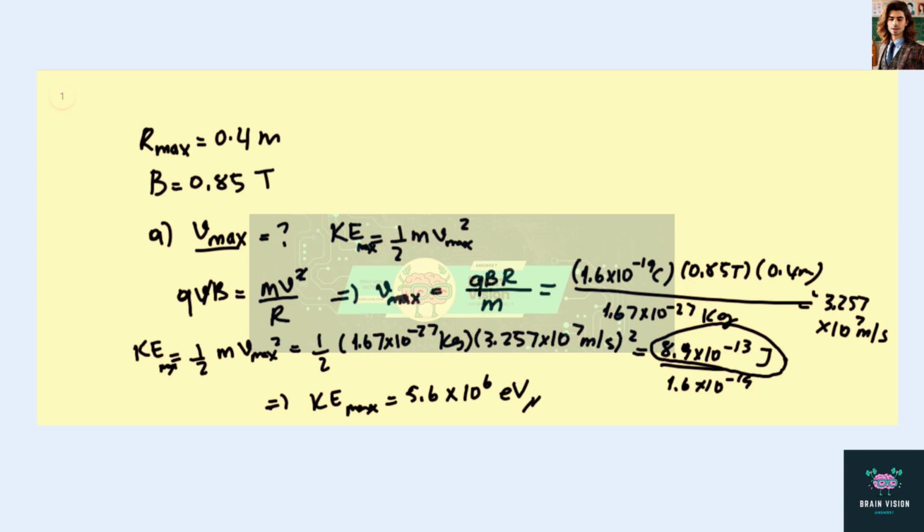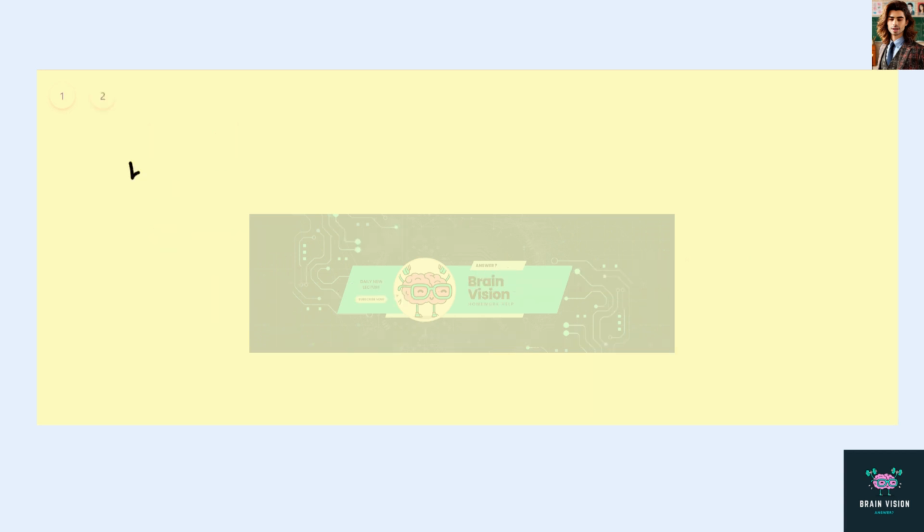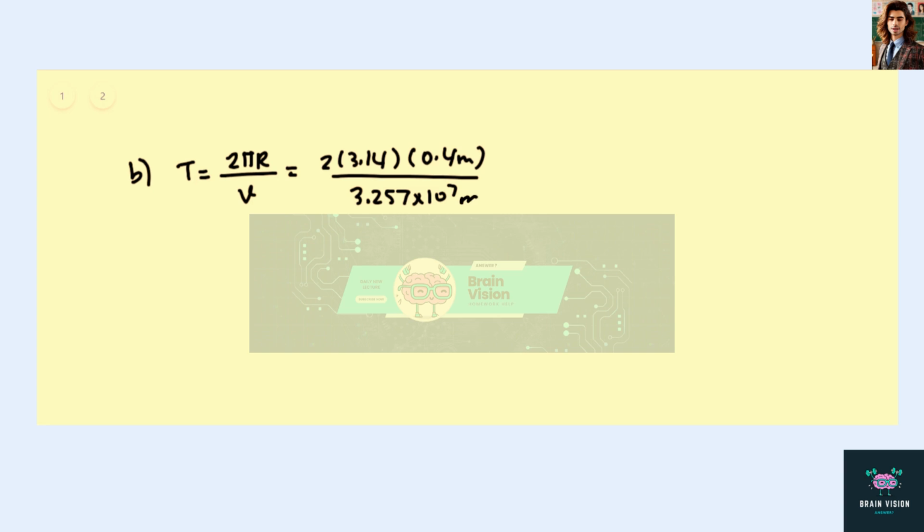Now, in part B, we're asked to calculate the period of this rotation. It would be the circumference over the speed, right? So 2 times 3.14 times 0.4 meters divided by 3.257 times 10 to the power 7 meters per second. That is going to give us the period of this rotation, 7.771 times 10 to the power negative 8 seconds.